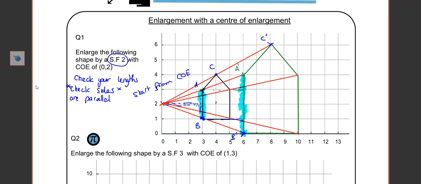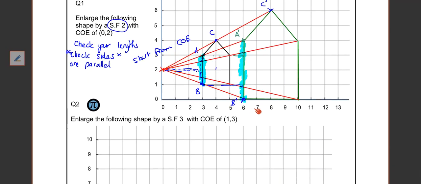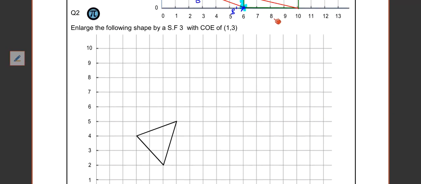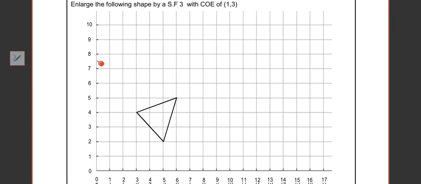Have a go at the second one yourself. Scale factor of 3, centre of enlargement is moved, so I'll put it in a different place. Let's go through question 2 just quickly. My centre of enlargement is at 1, 3. So I'm going to put that point at 1, 3, and everything has to be multiplied by 3.